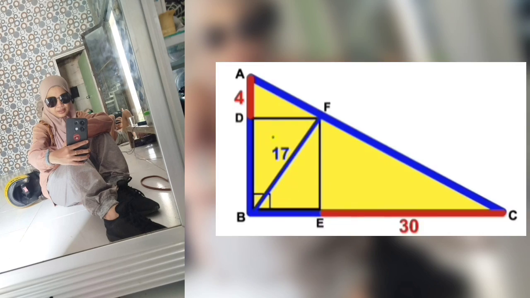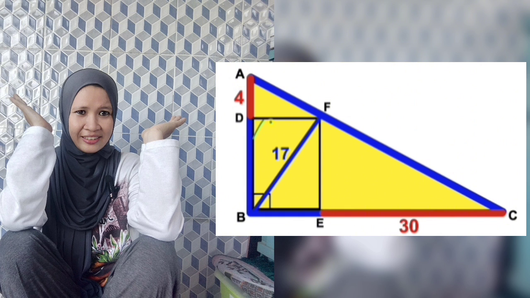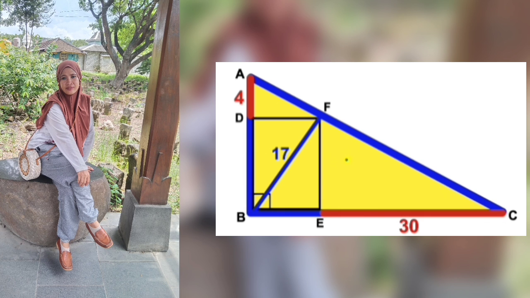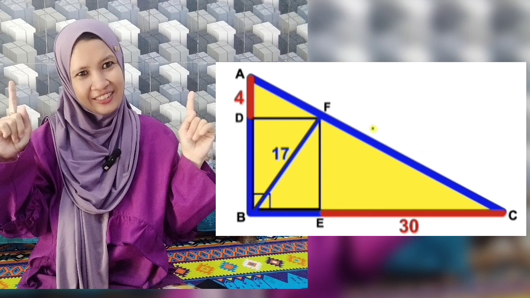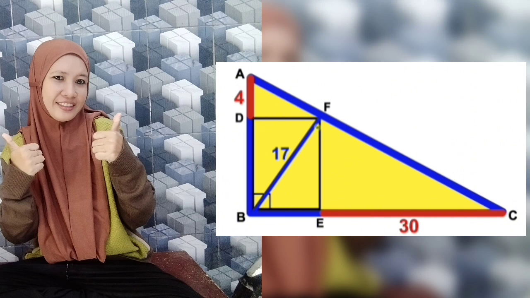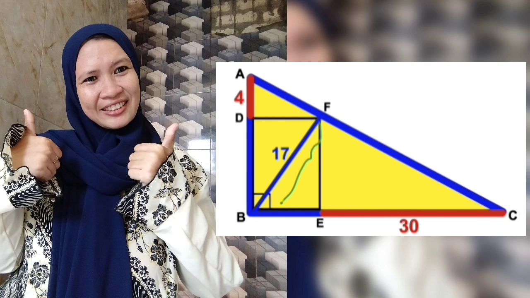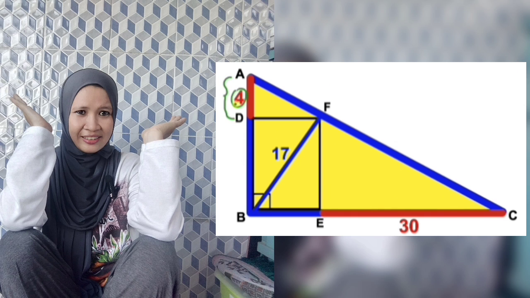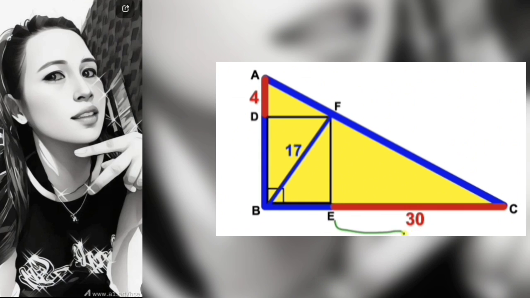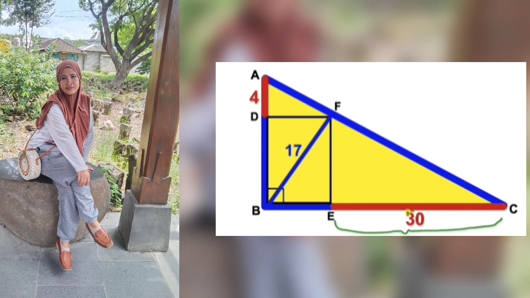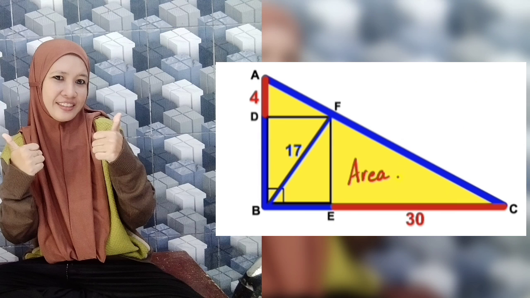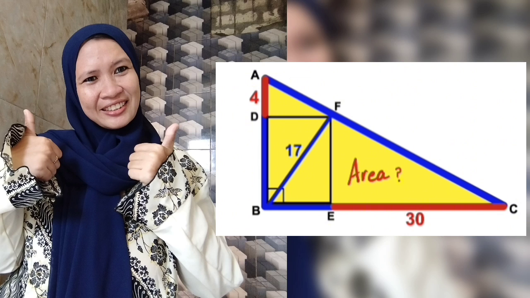Welcome to Premath. In this video, we have got this rectangle DBEF fully inscribed in a yellow shaded right triangle ABC, as you can see in this given diagram, such that the diagonal of this rectangle is 17 units, whereas this vertical segment AD is 4 units, and moreover this horizontal segment EC is 30 units. And now our task is to calculate the area of this yellow shaded triangle ABC.